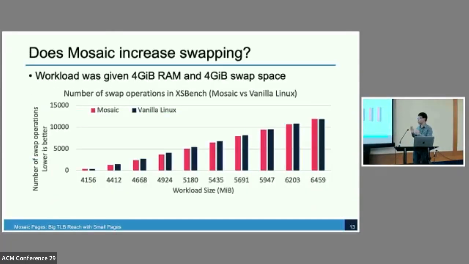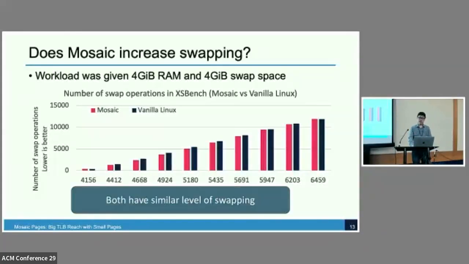We run a workload with varying size, and we give the workload 4 gigabytes of RAM and 4 gigabytes of swap space. For comparison, we run the workload in vanilla Linux with cgroups. This graph shows the number of swap operations for each size of workload. As you can see, both Mosaic and vanilla Linux have a similar level of swapping.